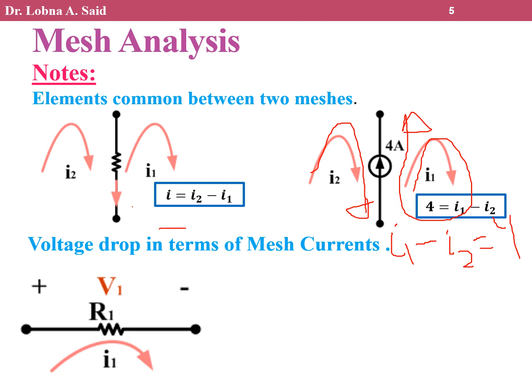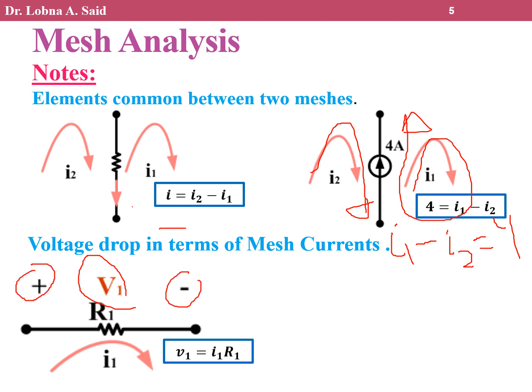This is a single element. I would like to write V1 using Ohm's law, V equals IR. So I1 is in the correct direction from the positive to negative, so we can write the voltage as V equals I1 R1.